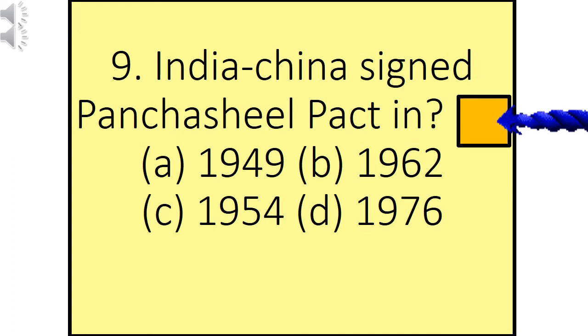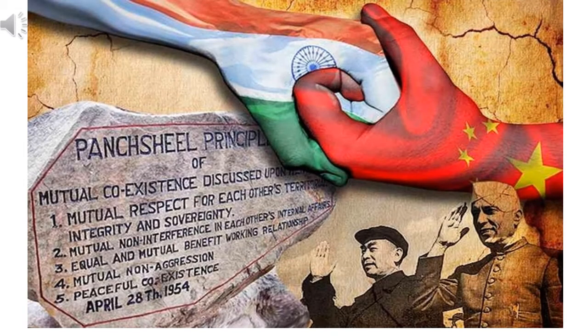India and China signed the Panchsheel Pact in: A. 1949, B. 1962, C. 1954, D. 1976. The correct answer is C, 1954. Panchsheel principles image.